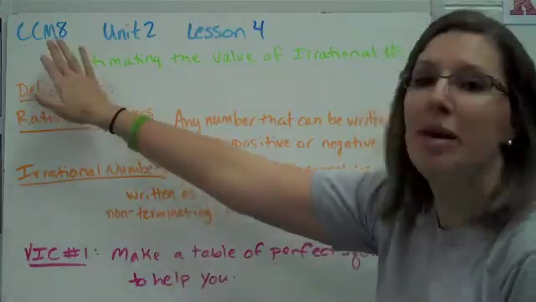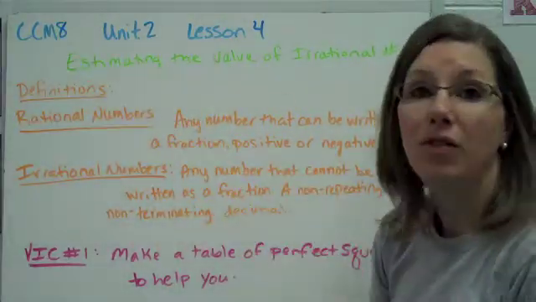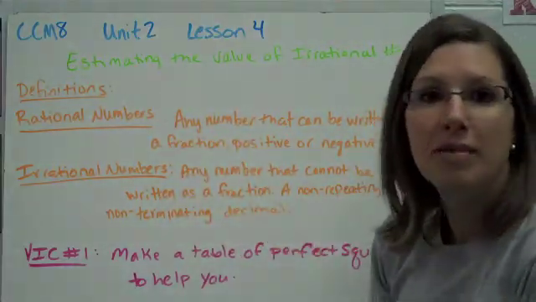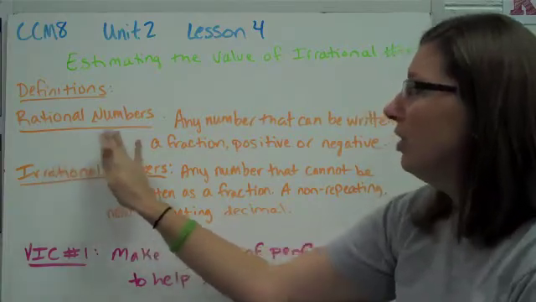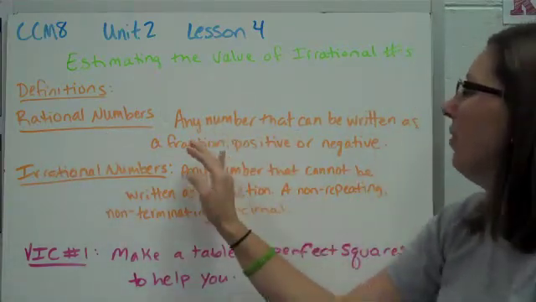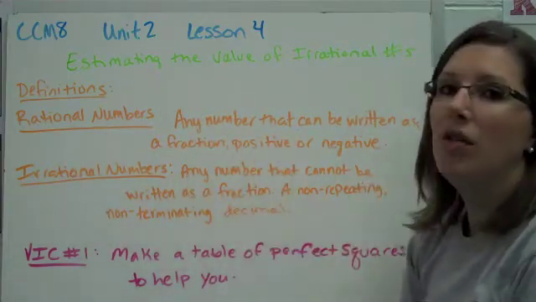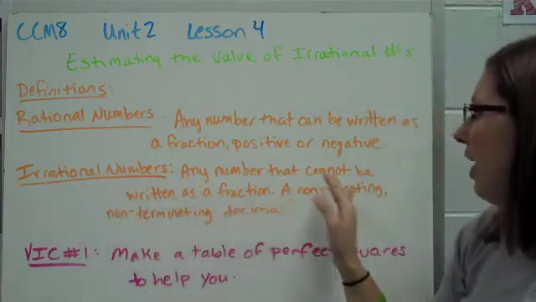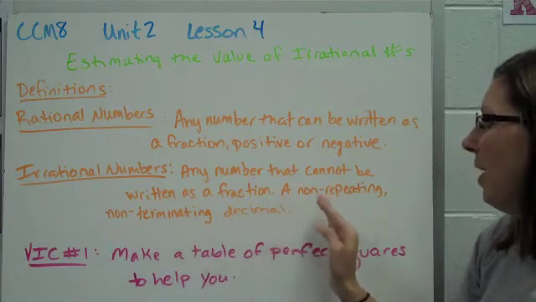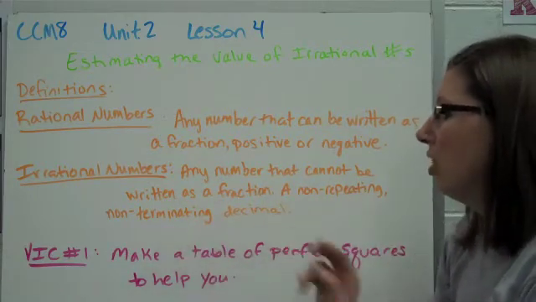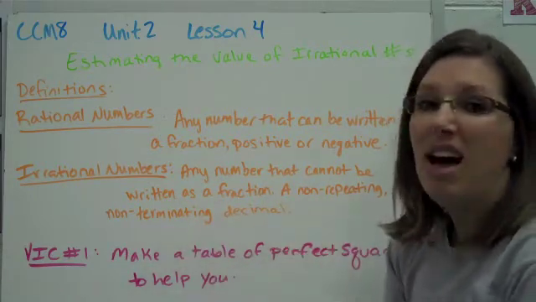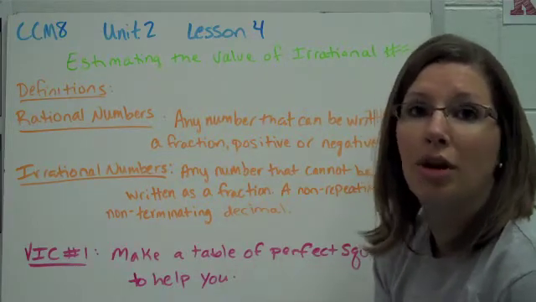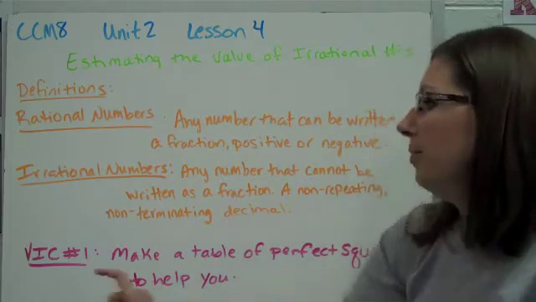Today we're going over CCM8, Unit 2, Lesson 4, Estimating the Value of Irrational Numbers. Some definitions for you. A rational number is any number that can be written as a fraction, positive or negative. Irrational numbers are any numbers that cannot be written as a fraction, so any non-repeating, non-terminating decimal. This is like pi, or the square root of any non-perfect square.